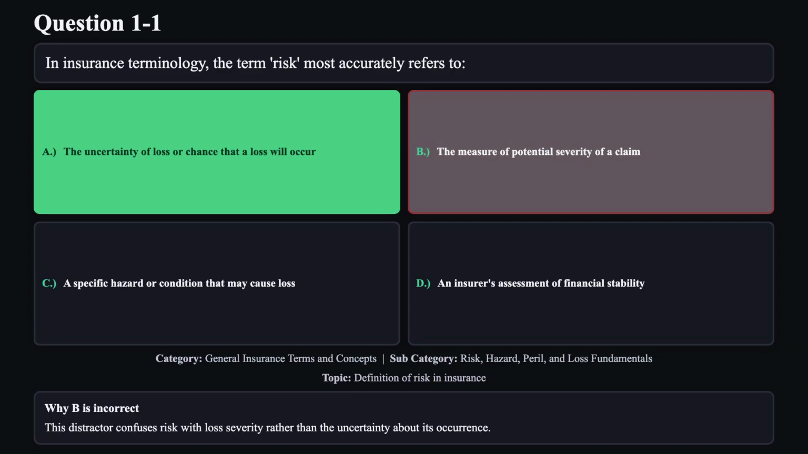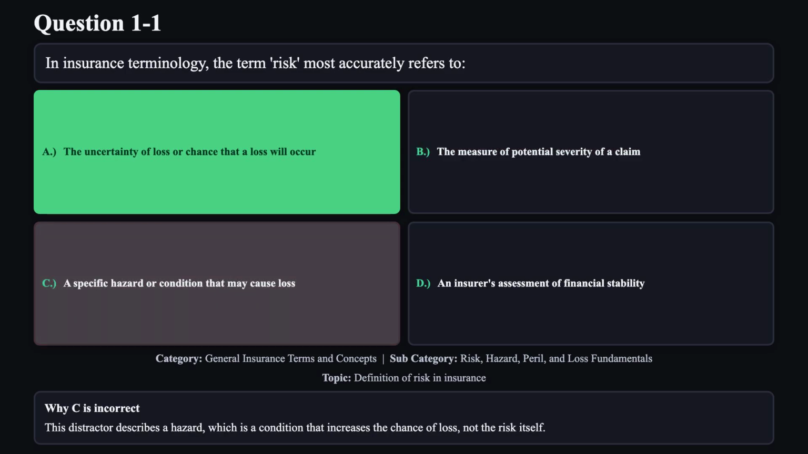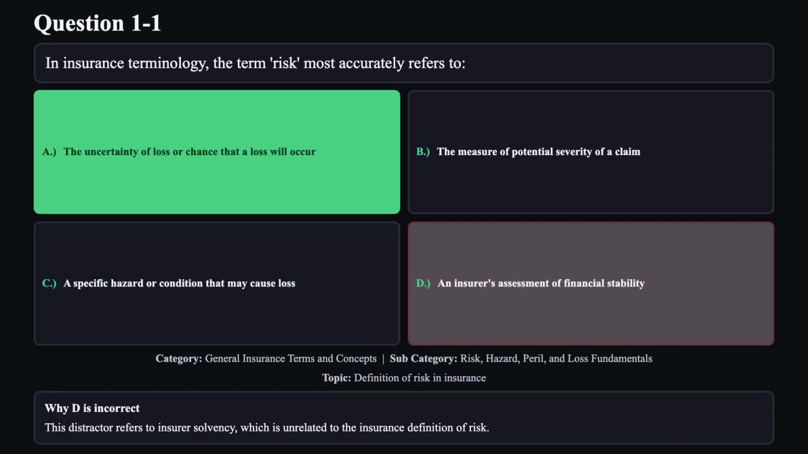Reason B is not correct. This distractor confuses risk with loss severity rather than the uncertainty about its occurrence. Reason C is not correct. This distractor describes a hazard, which is a condition that increases the chance of loss, not the risk itself. Reason D is not correct. This distractor refers to insurer solvency, which is unrelated to the insurance definition of risk.